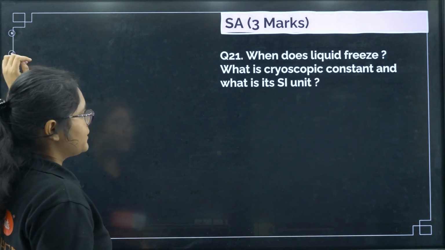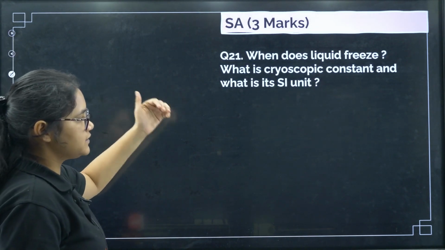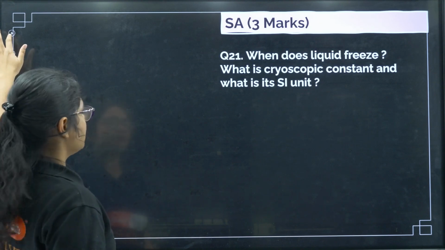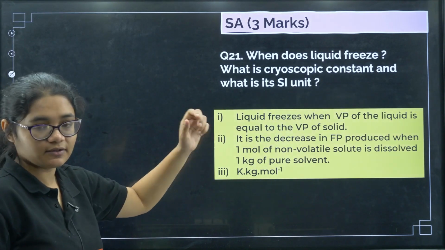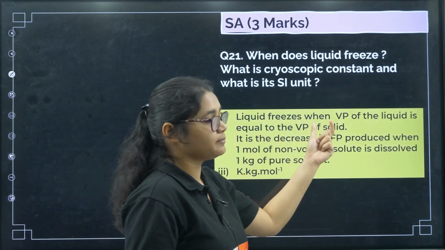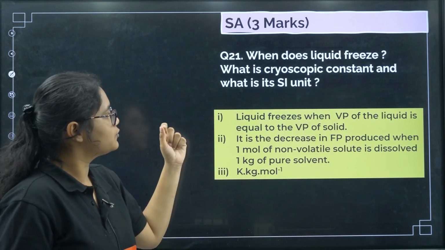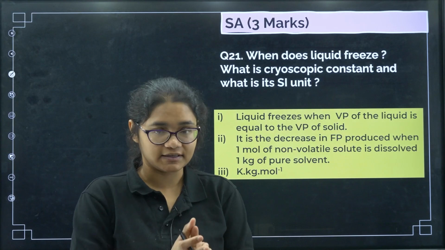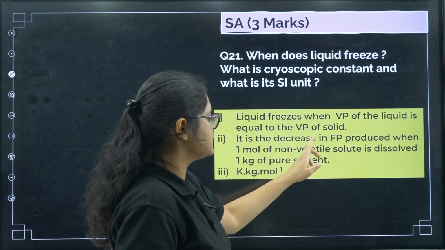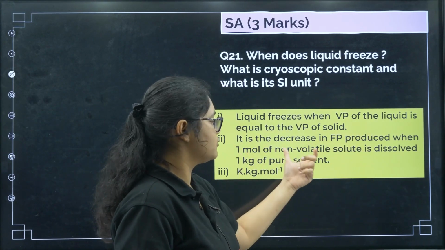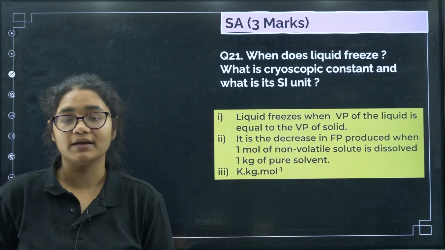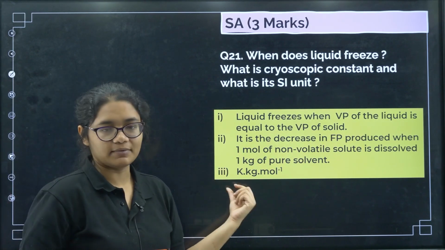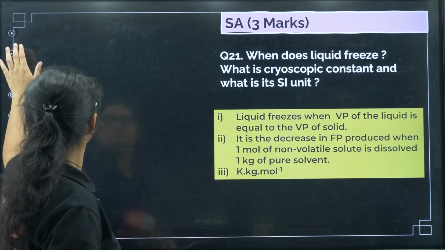Okay. Next, when does a liquid freeze and why? What is the cryoscopic constant? What is its SI unit? The same way we can answer: a liquid will freeze when the vapor pressure of the liquid is equal to the vapor pressure of the solid. Next, what is the cryoscopic constant? It is the decrease in the freezing point produced when 1 mole of a non-volatile solute is dissolved in 1 kg of the pure solvent. And what is its SI unit? The same, Kelvin kilogram mole inverse.